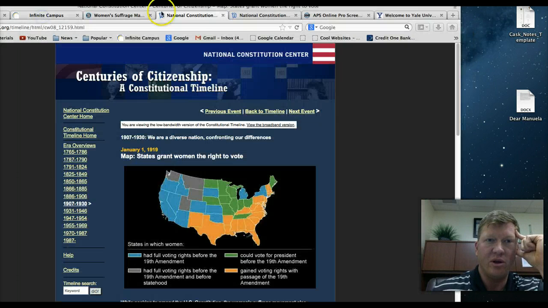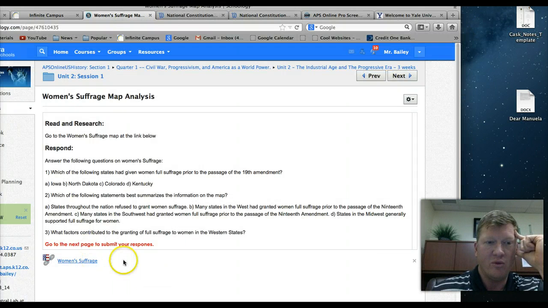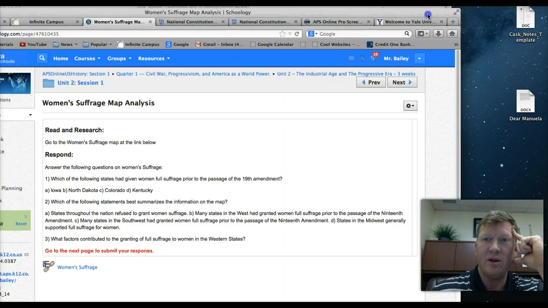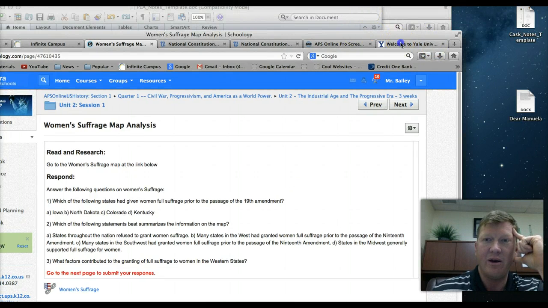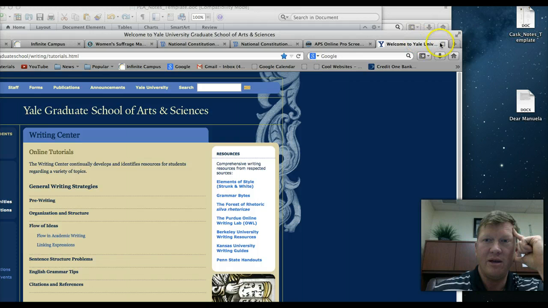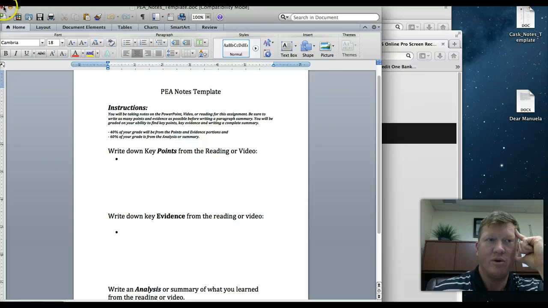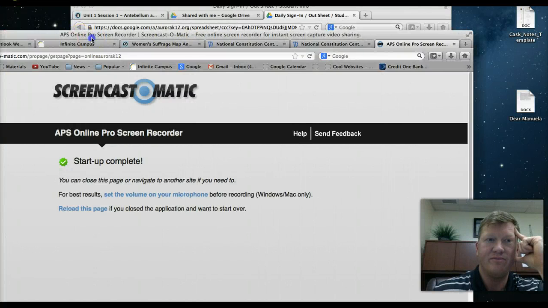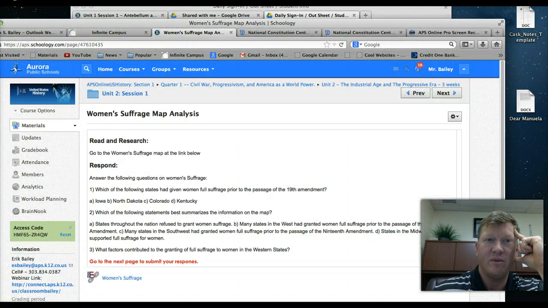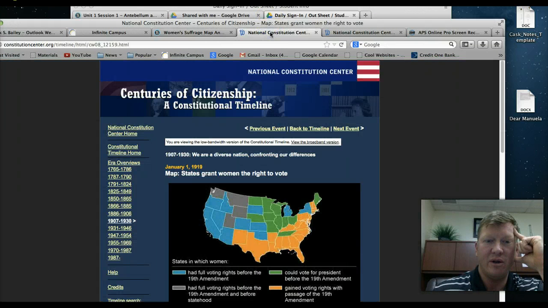That's the wrong thing. And we'll look at the worksheet. Oh, I'm sorry, not the worksheet. The questions. Which of the following states had given women full suffrage prior to the passage of the 19th Amendment? You need to be able to look at the map and figure that out. I don't want that either. Sorry about this. I don't want that. I have a lot of things open. I'm looking for, there we go.